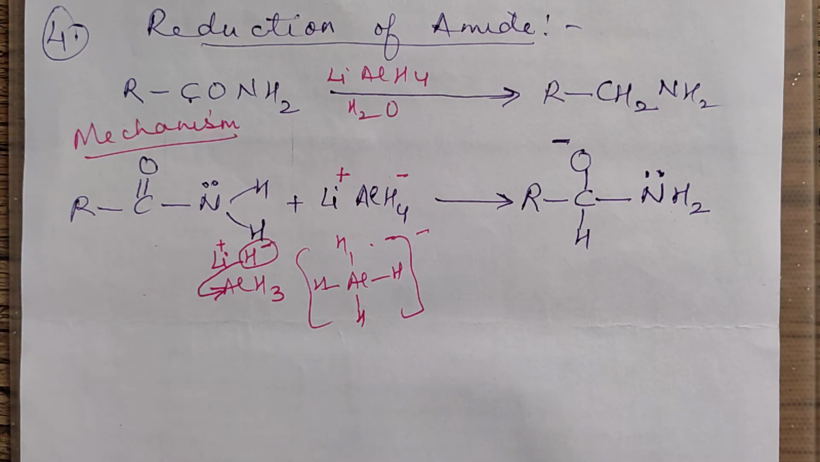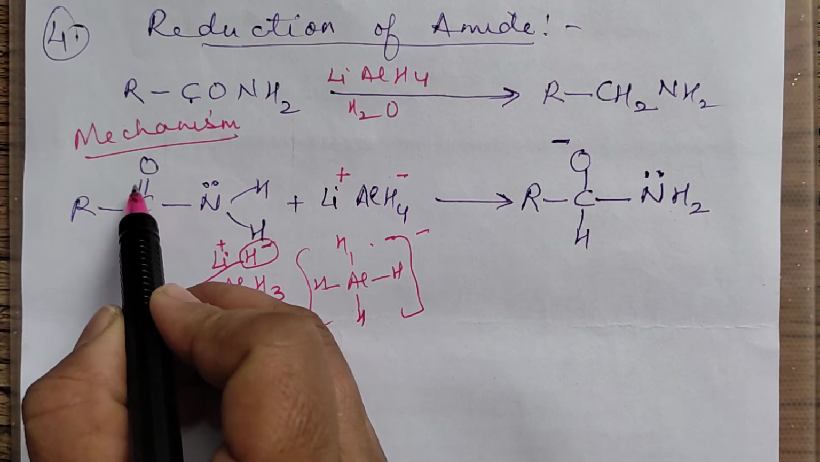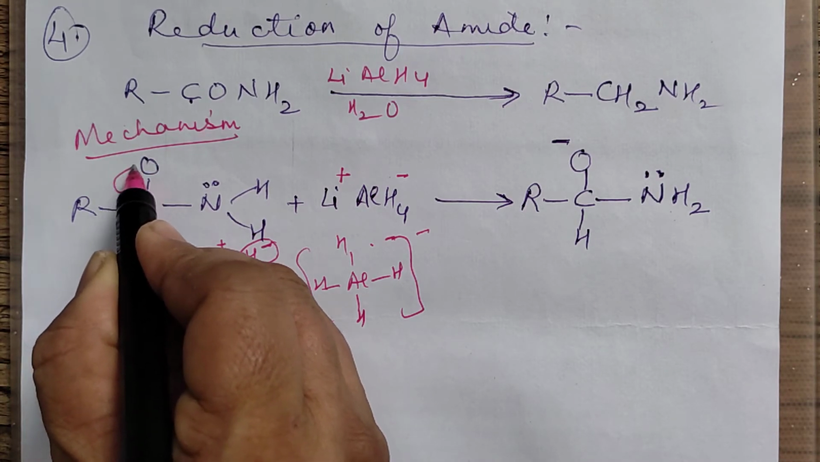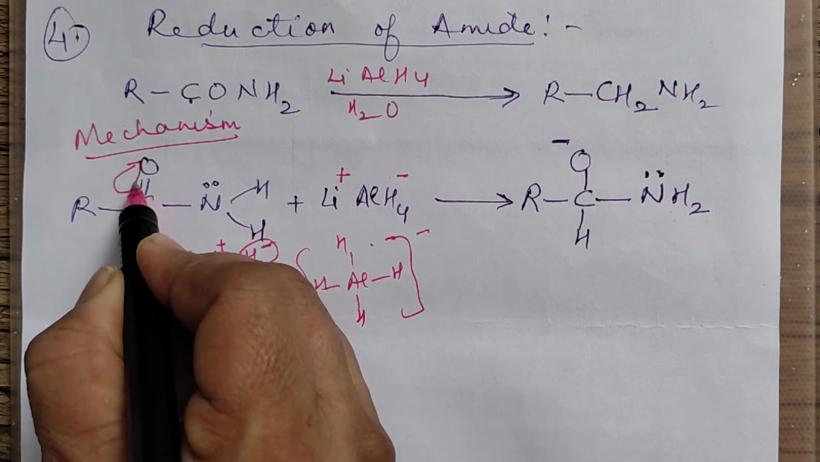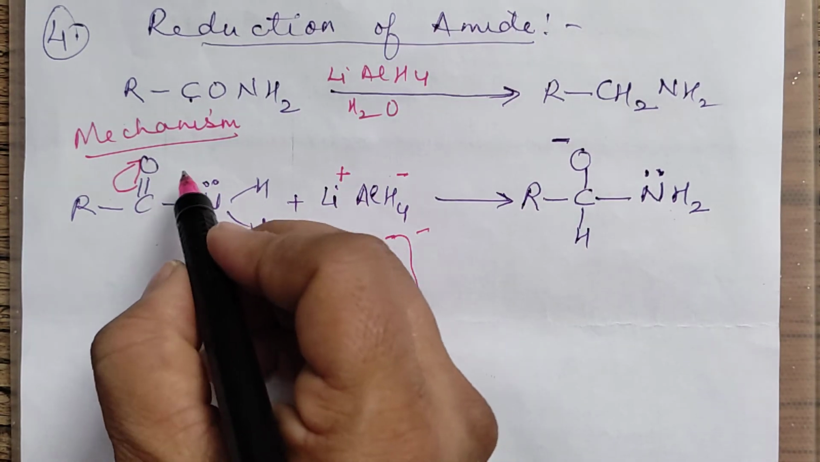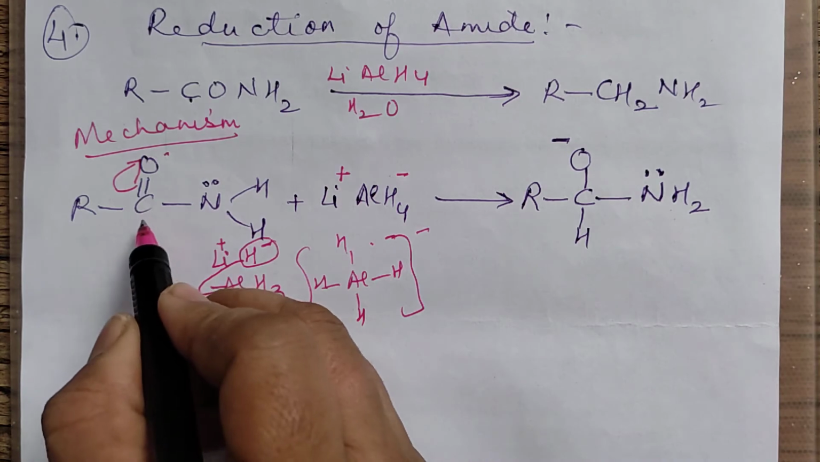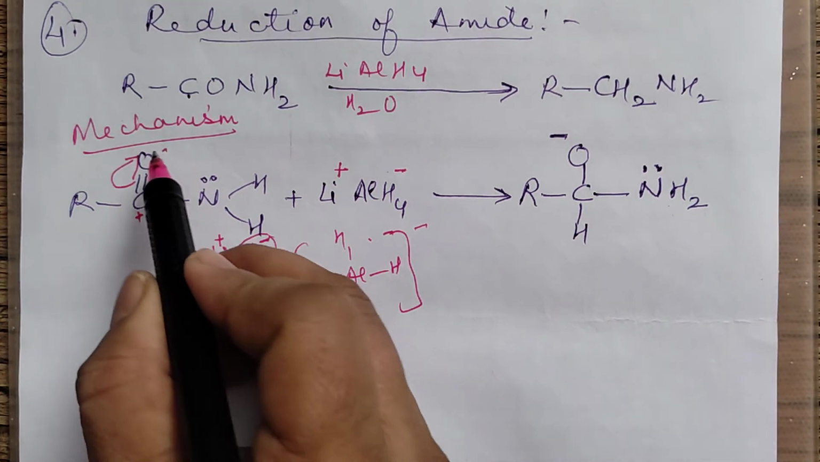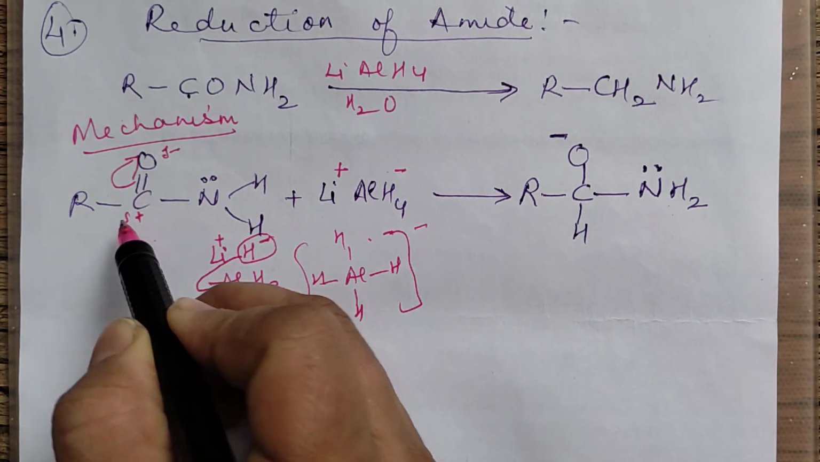Now what is the need for it to give? We know that in this there is a double bond between carbon and oxygen. So one of these pi bonds will go, the pi electrons will go towards O. So this will get a negative charge and this carbon will try to get a positive charge.